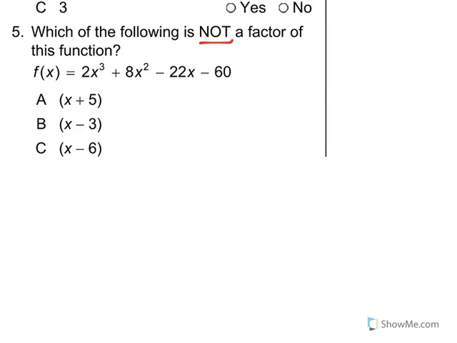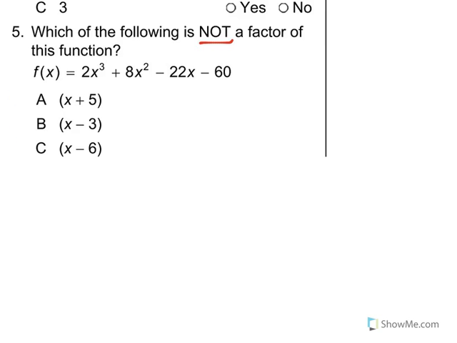Since there's a small enough number, like only three possible choices, you can test each one of them using synthetic division to see which one will not give you a 0. Because if it's a 0, it will be a factor. So you're looking for not a factor, so that would be looking for which one is not going to be a 0.